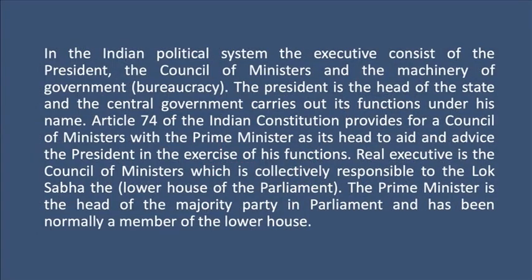The real executive is the Council of Ministers in parliamentary systems, which is collectively responsible in India to the Lok Sabha, the lower house of the parliament. The Prime Minister is the head of the majority party in parliament and has normally been a member of the lower house.